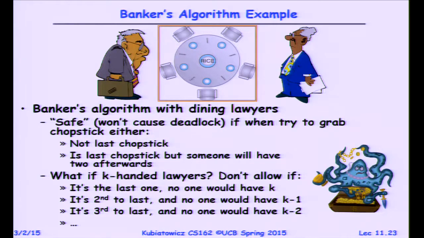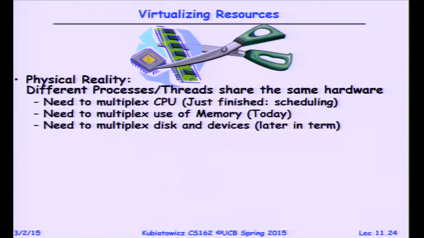All right. Let's change gears. So I want to now talk about resources. We've talked about resources kind of in the abstract with deadlock detection algorithms, but in reality, you have lots of processes or threads that are all sharing the same hardware. They're certainly sharing the same CPU, and we've been just talking about scheduling, but they're also sharing the same memory, they're sharing the same disk devices, and so on.